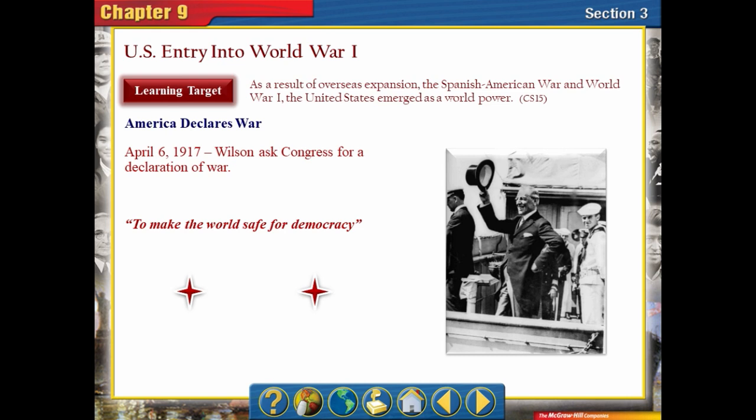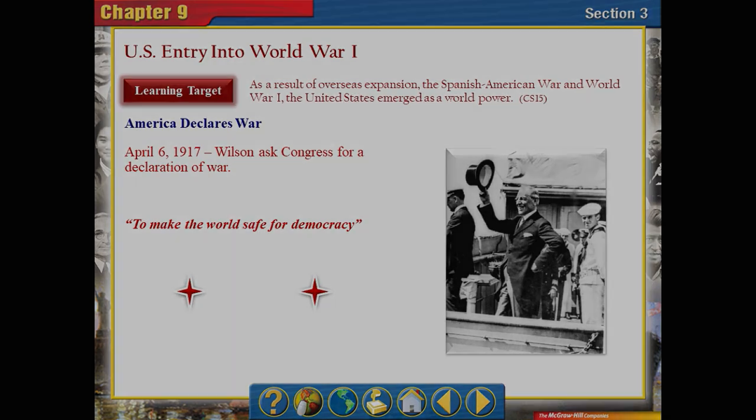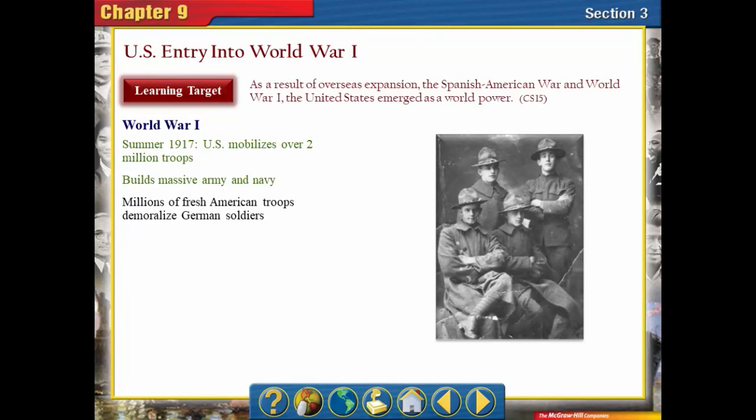And so now that was the spring of 1917, and the United States had to mobilize for war. By the summer of 1917, the U.S. had mobilized over 2 million troops. So that was a great amount of troops to be mobilized in such a short period of time. And so this massive army and navy was sent to Europe, and we sent millions of fresh troops, and that really helped our allies in Europe, who had been fighting a very long war at this time.